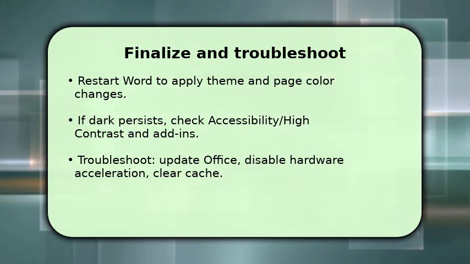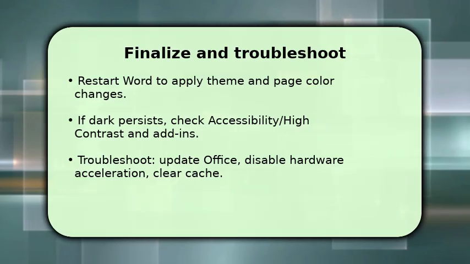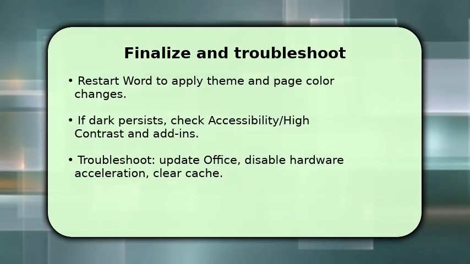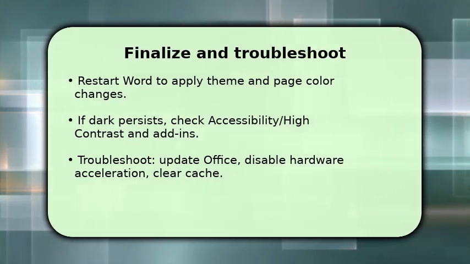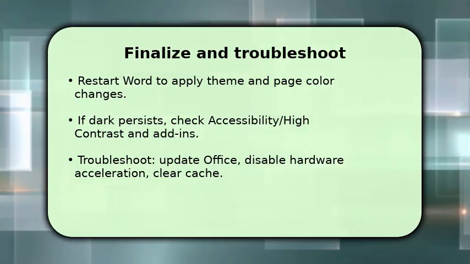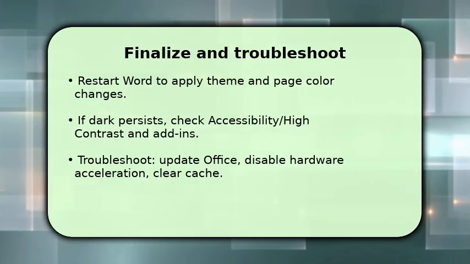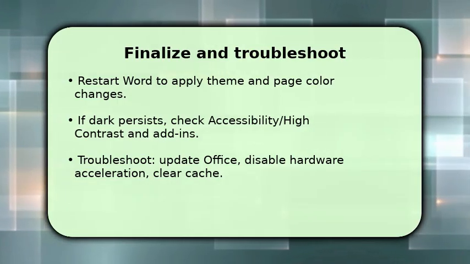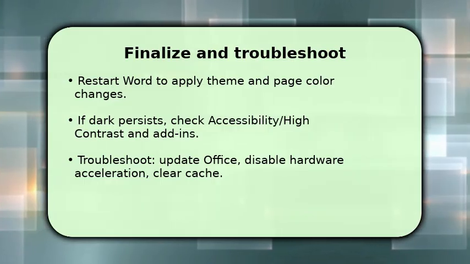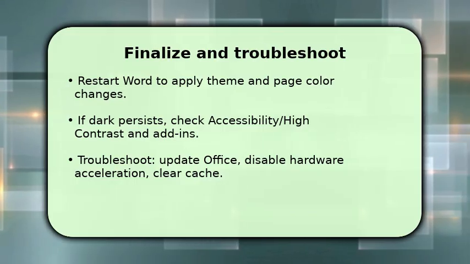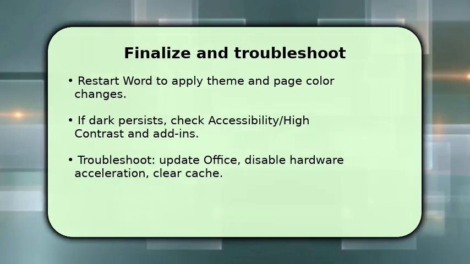Verify the document prints and exports with a white background. If dark mode persists, check accessibility settings for high contrast or color filters and temporarily disable add-ins. As a key troubleshooting tip, update Office, disable hardware graphics acceleration under File, Options, Advanced, and clear Office cache. These often resolve stubborn rendering or theme conflicts when the UI still shows dark elements.